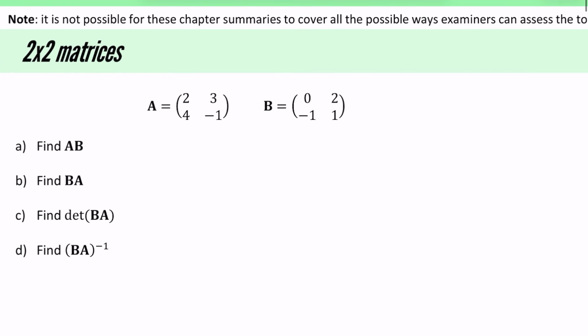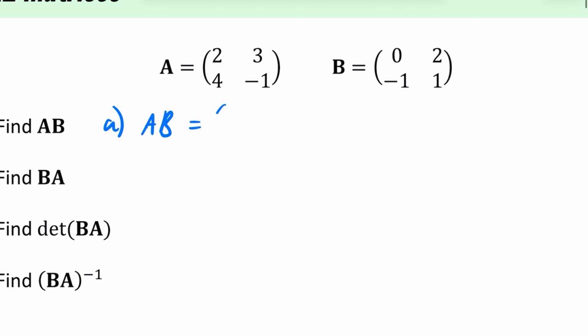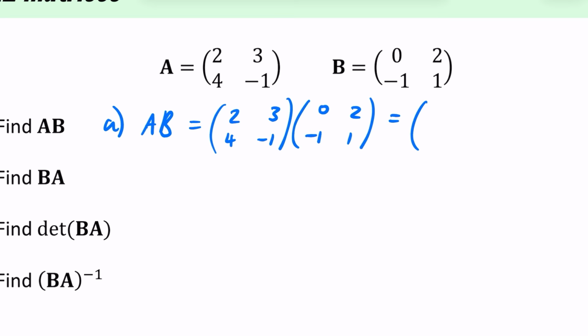Of course, you could do them on a calculator, but I'm just going to be demonstrating to you in this video just how we do matrix multiplication. So AB is 2, 3, 4, minus 1, and we're going to multiply that by 0, 2, minus 1, and 1. Now, if I want to find the top left, it makes sense you're doing the top and the left. The 2 and the 0 multiplies to 0, and the 3 and the minus 1 multiplies to minus 3. Top right, you do the top and the right.